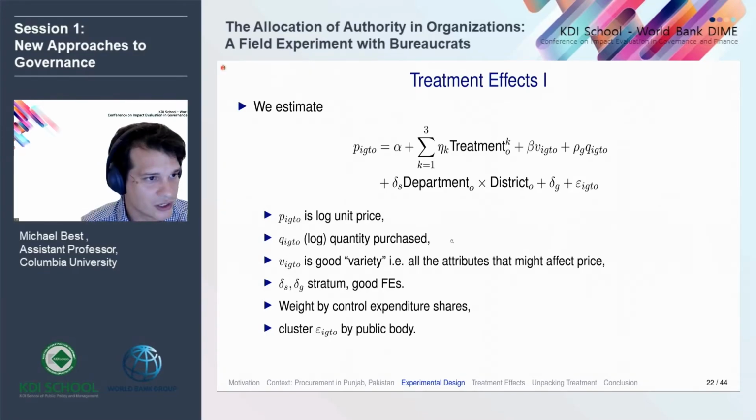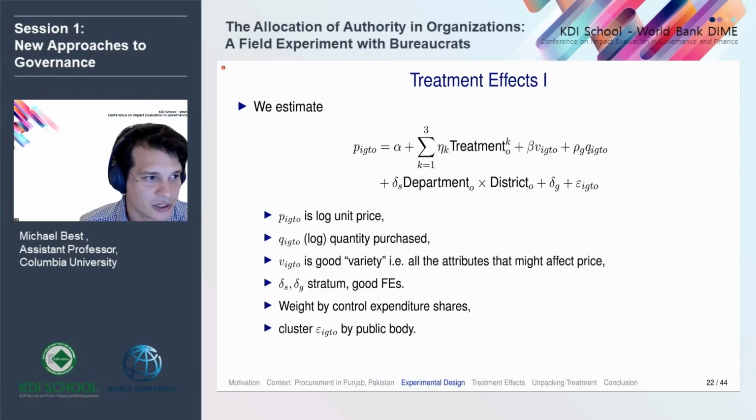And so we're going to run a bunch of regressions that look like this one. On the left-hand side of this regression, we're going to have the log of the unit price that individuals are paying for this purchase. We're going to regress that on 3 dummies, one for each of the experimental treatment arms. Then we're going to control for the precise nature of the good that's being purchased using all of that data that we gathered through the Punjab Online Procurement System, that very detailed data on exactly what type of printer paper people are buying, for example.